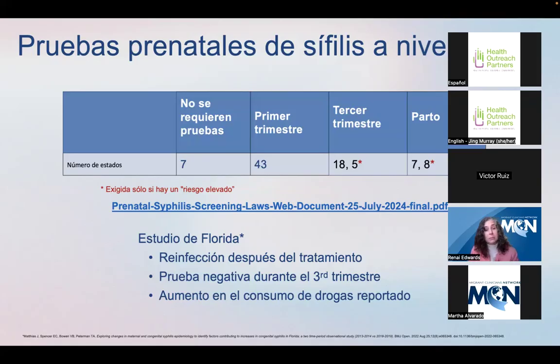Similarly, I found a study comparing factors that contribute to increases in congenital syphilis in Florida. Some of the things they found were reinfection after treatment. Like I said, someone may get treated and then go back to a partner, or get a new partner, and then get reinfected. Some may also have a negative test in their first test, but then end up positive in the third trimester. Again, something similar could happen. And then finally, they found an increase in reported drug use, which often relates to late or no prenatal care. So testing those folks at delivery is really important. Next slide.